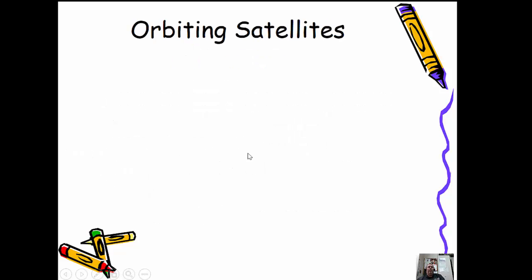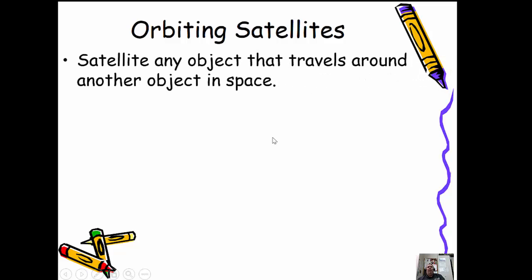The last section is going to be talking about centripetal force. That's going to be talking about some natural satellites and some man-made satellites. A satellite is just going to be any object that travels around another object in space. For example, the Earth travels around the Sun. The Earth is going to be a natural satellite of the Sun. The Moon travels around the Earth, so therefore the Moon is going to be a natural satellite of the Earth.